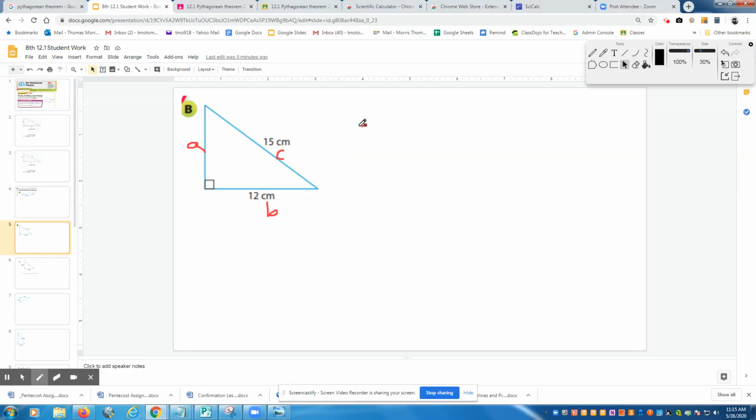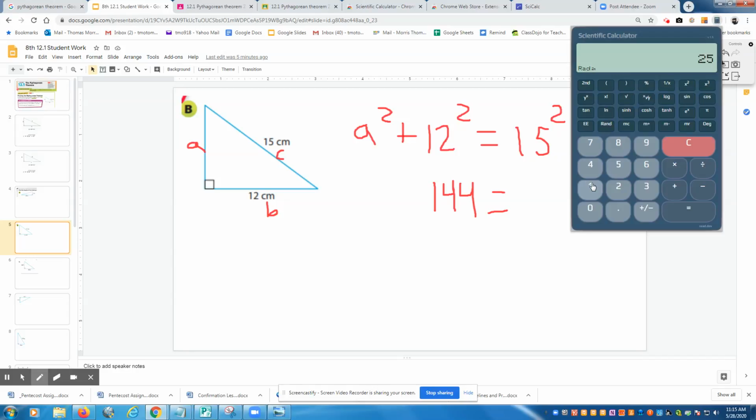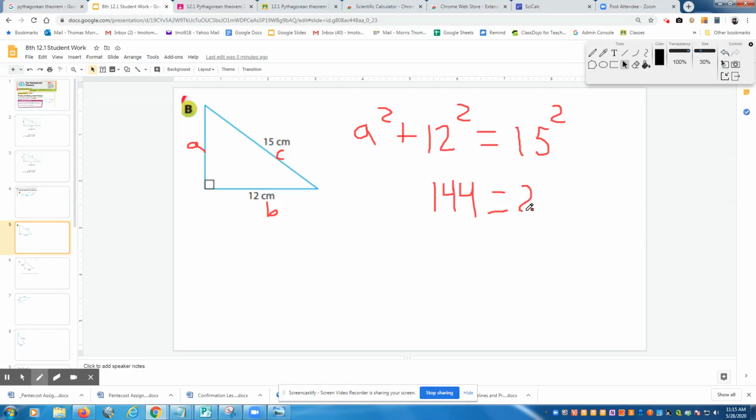All right, so I would set this up again like this, A squared plus b squared, which is 12 squared, equals c squared, which is 15 squared. All right, so once you do that, okay, so you can hopefully do that one in your head. 12 times 12 is 144. I think some of you guys can do 15 squared in your head. If you can't, use your calculator. 15 squared, you have 225.